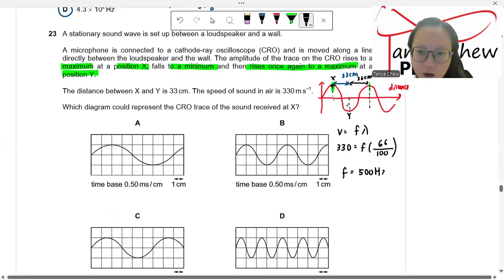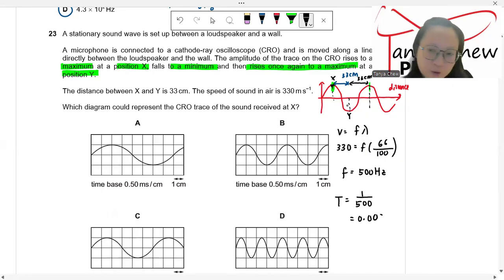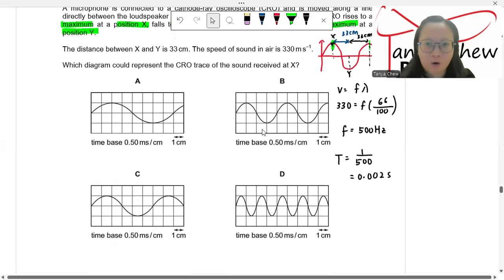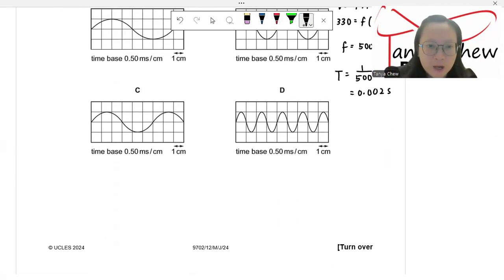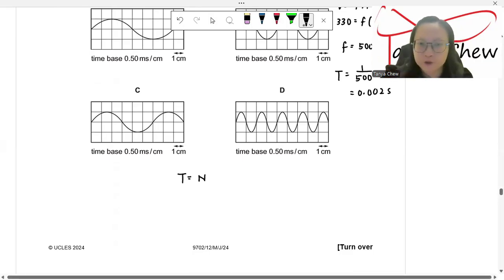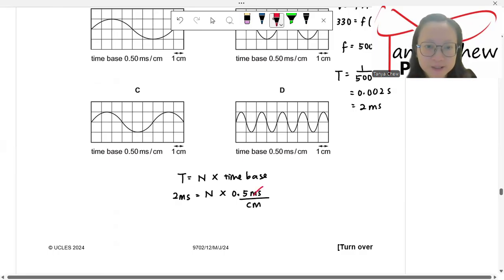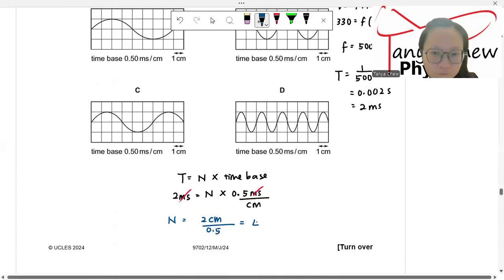Frequency is 500 hertz. From the frequency, I can find the period, which is equal to 1 over frequency, 1 over 500, which is equal to 0.002 second or 2 millisecond. Now, to see how many cm are needed to form a wavelength, I would use this relationship. Period is equal to the number of cm, how many cm to form one period, times the time base. Since the time base is in millisecond, I change my period to 2 millisecond. 2 millisecond is equal to the number of cm that I need times the time base, which is 0.5 millisecond per cm. Could you see that millisecond and millisecond can be cancelled off? That is why this is 2 divided by 0.5 and I got 4 cm.